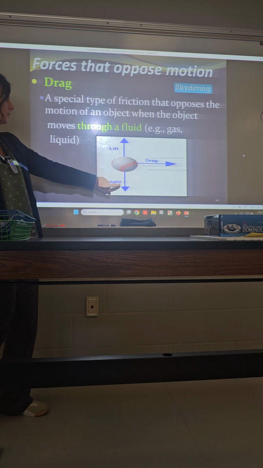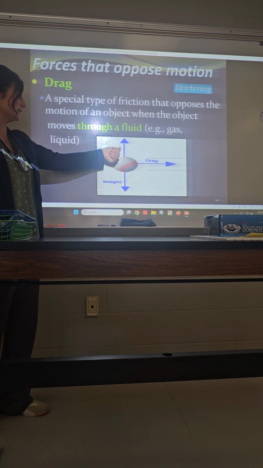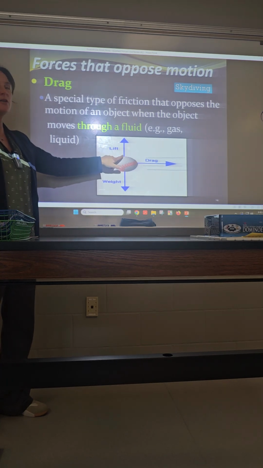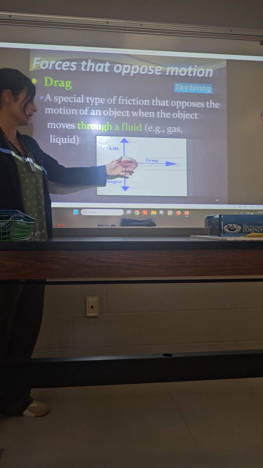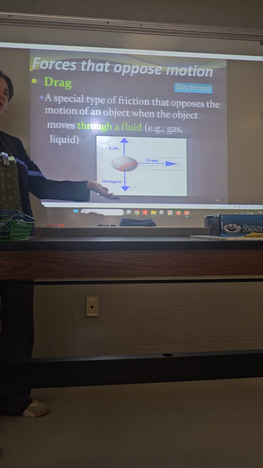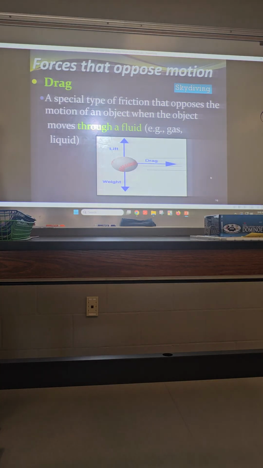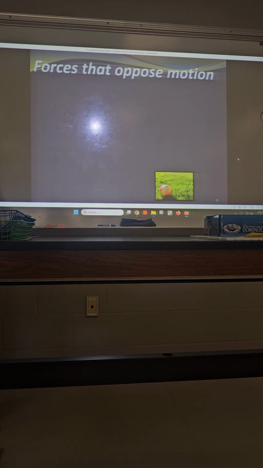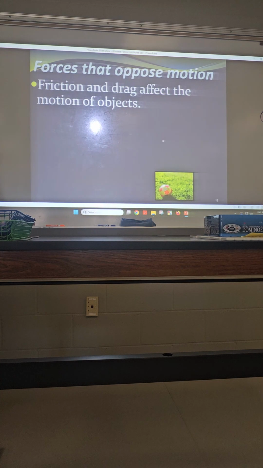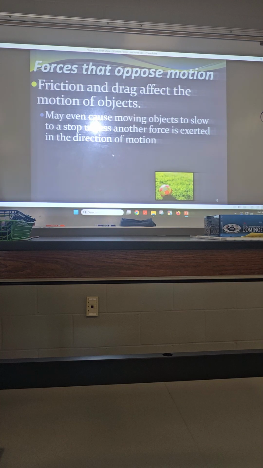And again, we see weight, which is gravity pulling down, we see lift, and this is not normal force because it's not a solid to a solid, so this ball is experiencing lift, the push of air molecules from the bottom. And typically, friction and drag are going to affect the motion of all objects. They may even cause the object to slow down and stop unless another force ends up being exerted.